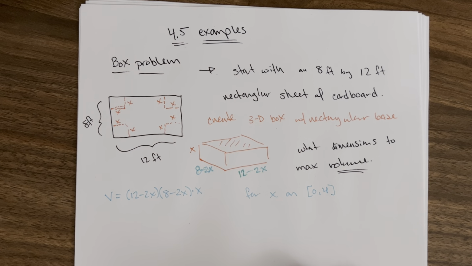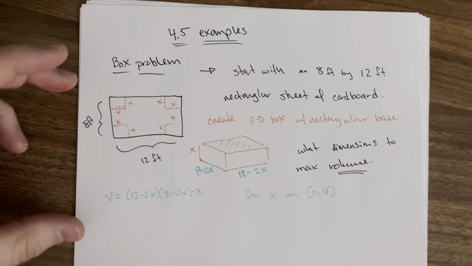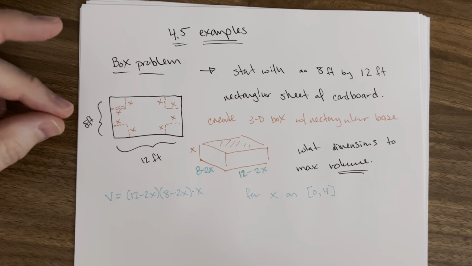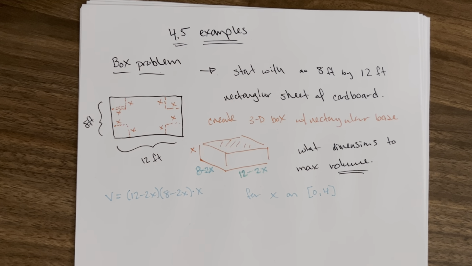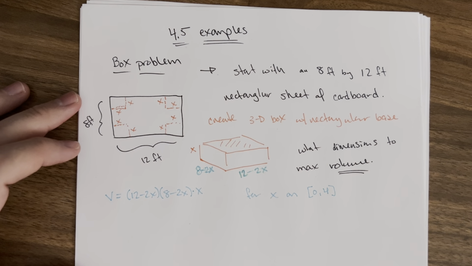The cuts we can make are only as big as taking up the full side. If x is 0 and we don't make a cut at all, it's flat, the volume will be 0. If we cut all the way, then that dimension will be zeroed out and the volume will also be 0. So these endpoints are very unlikely to give us a final answer, but that's okay.